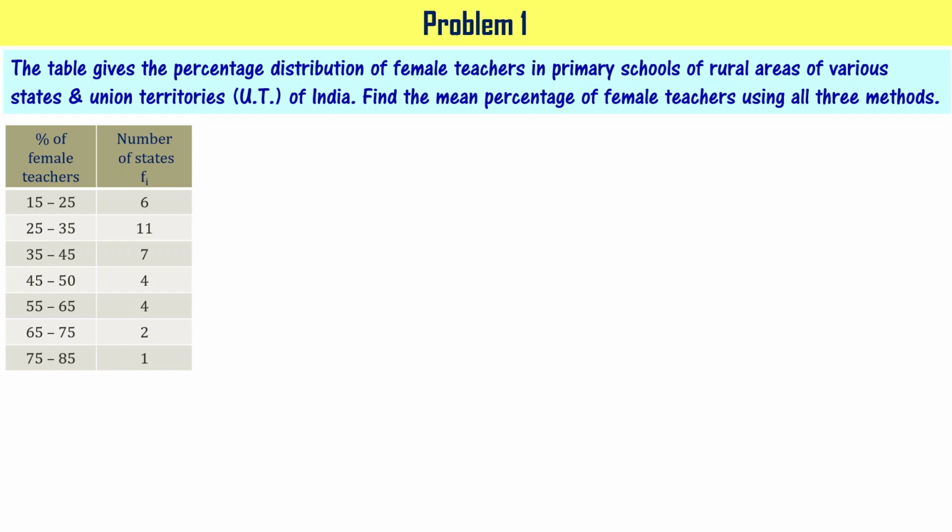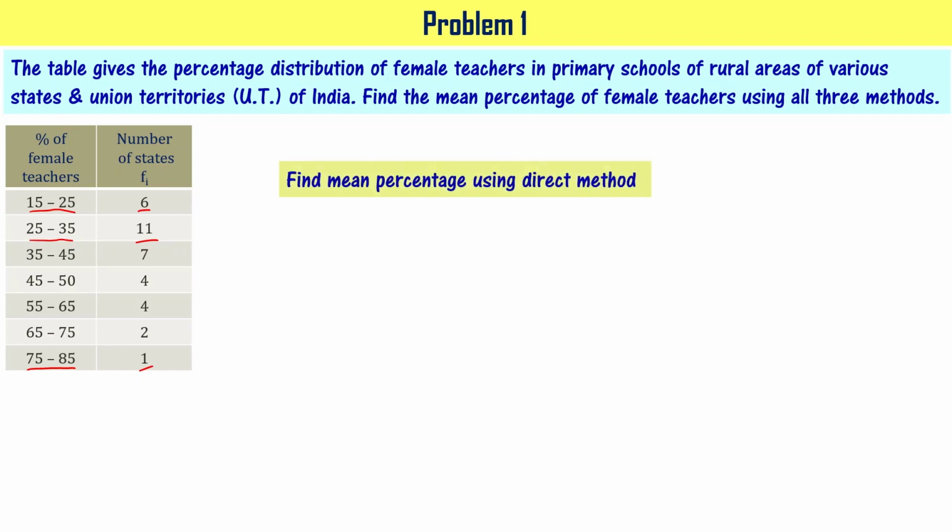The table says that percentage of female teachers 15 to 25% is there in 6 number of states. 25 to 35% female teachers are there in 11 number of states, right? 75 to 85% of female teachers are there in only one state. Okay. Now let's try to find the mean of this particular data using the direct method first.